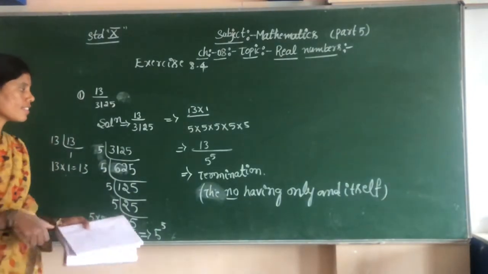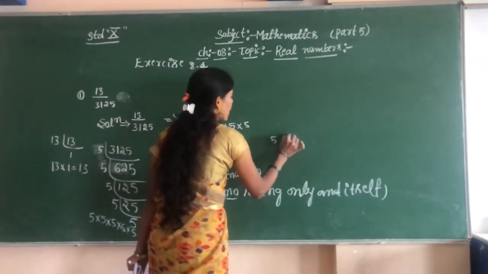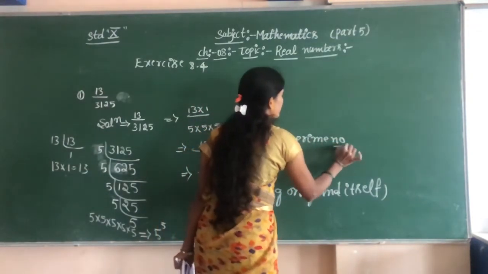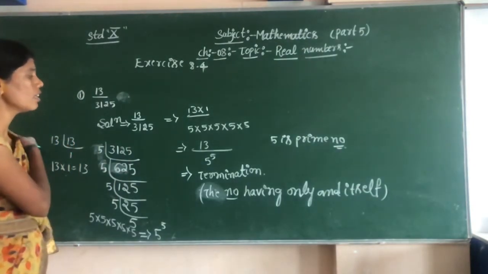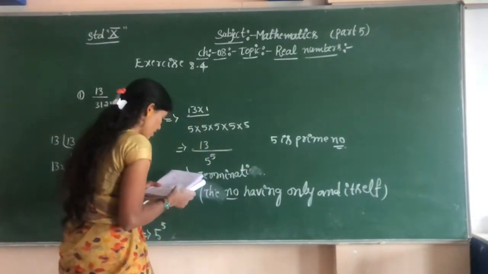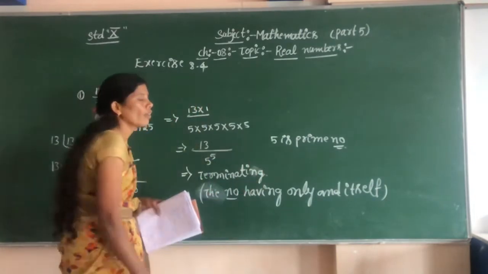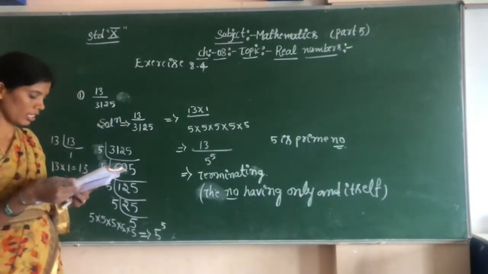Which one is the prime number? 5 is the prime number. Okay children, 5 is the prime number. So this is the terminating one. Which one is terminating? Okay, you check the second one and third one.